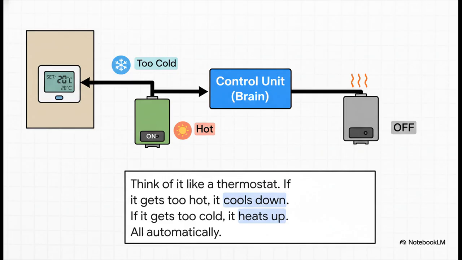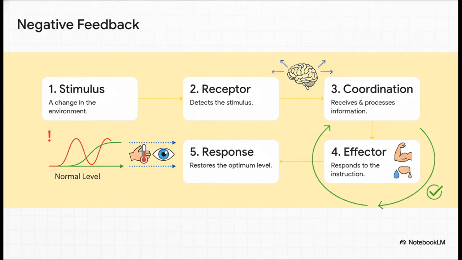If it gets too warm, the heating switches off. Your body is doing exactly the same thing, just with a much, much more sophisticated system for your temperature, your water levels, your glucose, and everything else. Okay, so the proper scientific name for this process is a negative feedback loop. Let's just walk through it together.